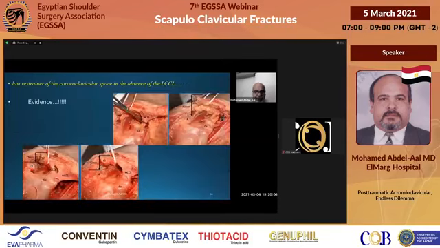Sorry, this is a cadaveric study. Here, the coracoclavicular distance is about 15 millimeters. If we sever the lateral coracoclavicular ligament, we'll see that this distance will increase up to 42 millimeters. And by severing the medial coracoclavicular ligament, this distance increased up to 63 millimeters.